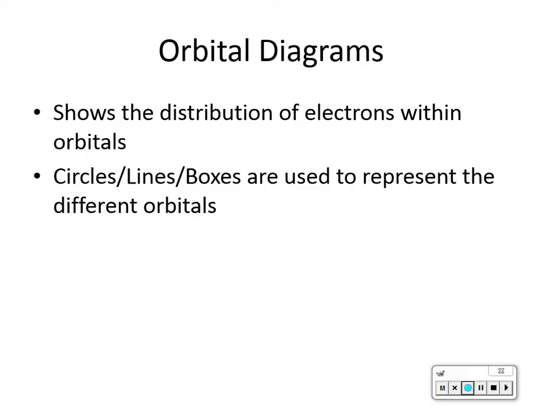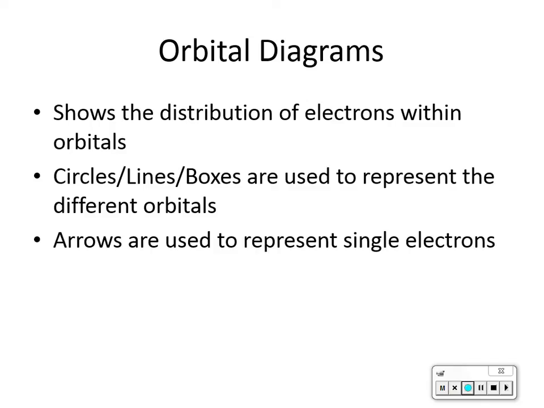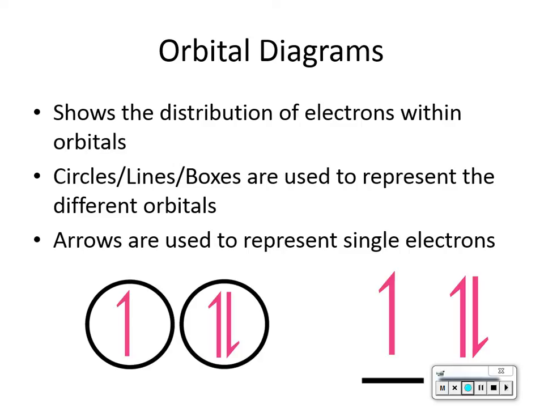There is no one accepted way of doing it, just depending on the book that we look at or the problem set that I give you to work on. Sometimes we'll see circles, sometimes we'll see lines, sometimes we'll see boxes. But then we always use arrows to represent individual electrons. So orbital diagrams look something like this. A circle with arrows inside of it, or a line that has an arrow above it, okay? Some combination of circles, boxes, lines, and arrows, okay?